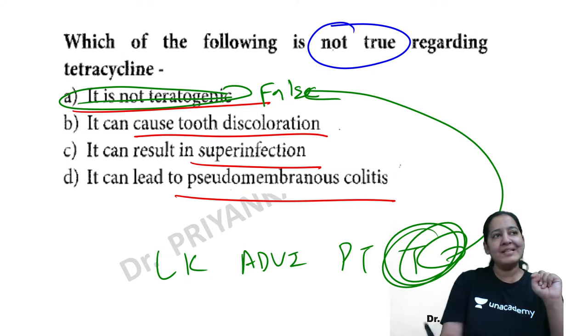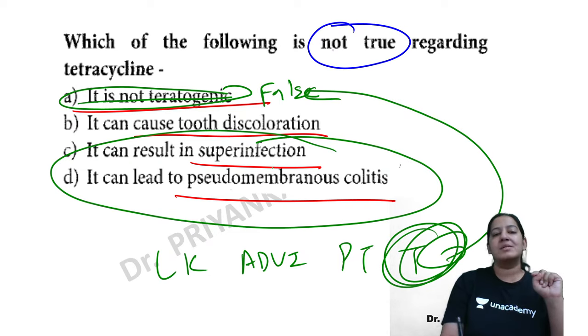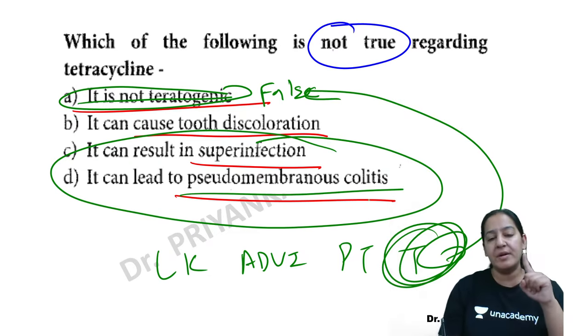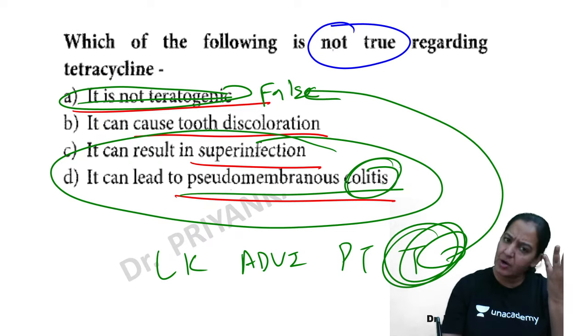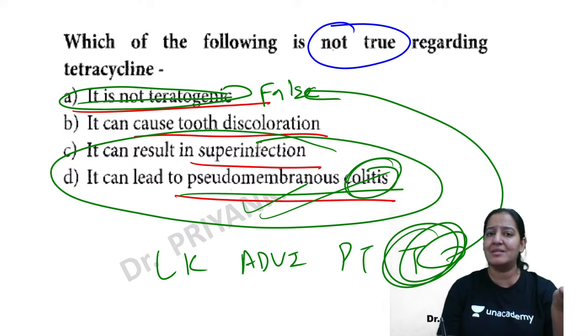Tetracyclines are teratogenic and they are not teratogenic. This is wrong. Now, many students are seeing C and D. You got confused in C and D also. But no, sometimes, what is pseudomembranous colitis? Have you heard this term? Pseudomembranous colitis is the inflammation of the colon and technically any antibiotic can lead to it. So, tetracycline is one of the antibiotics that can also cause that. So, this statement is correct. Pseudomembranous colitis to kisi se bhi ho sakta hai. So, tetracycline bhi kar sakta hai na. Any antibiotic can lead to pseudomembranous colitis. Tetracycline is one of them. So, this statement is correct, not false.